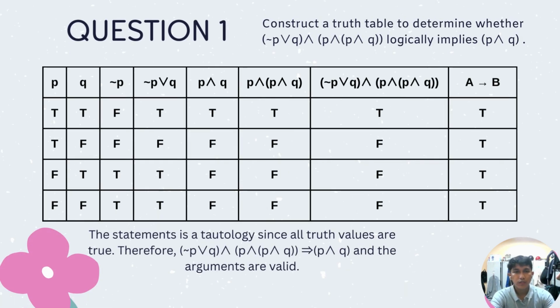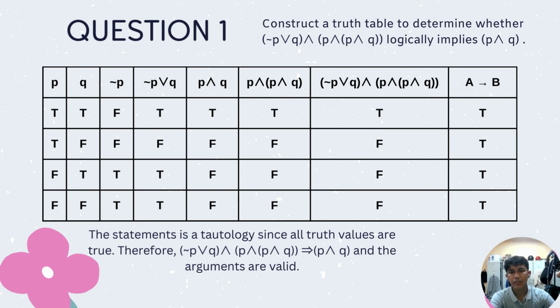For the first question, we must construct a truth table to determine whether (negation P or Q) and (P and (P and Q)) logically implies P and Q. Before we make a truth table, we must divide all of the operations so it will be easier for us to decide the values of the statements. As you can see in the table shown below, I divided the equations one by one, so it is easy for me to decide the values of the statement.